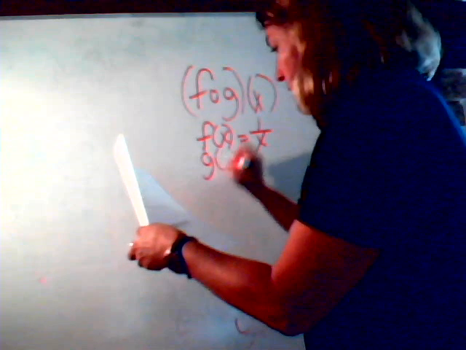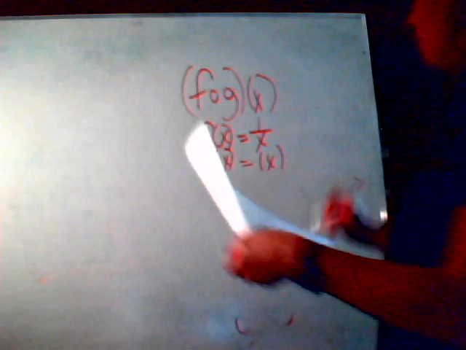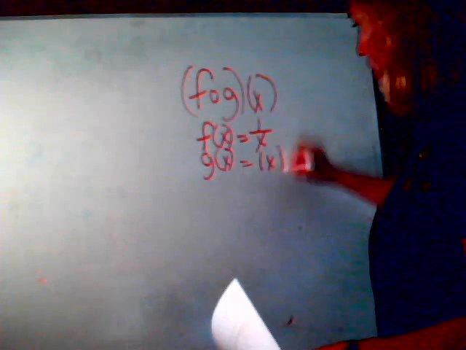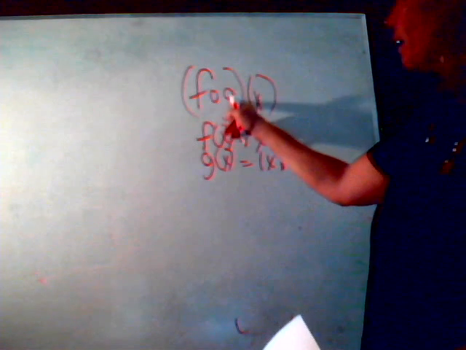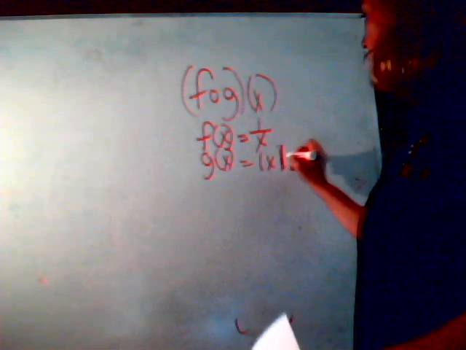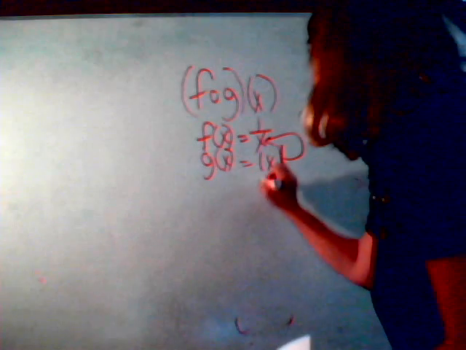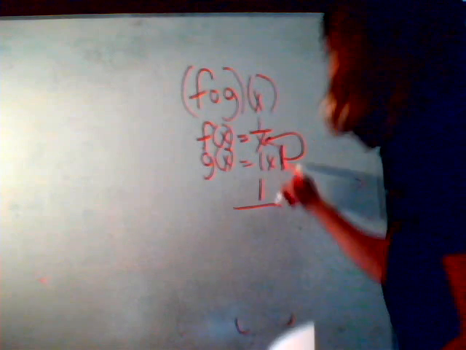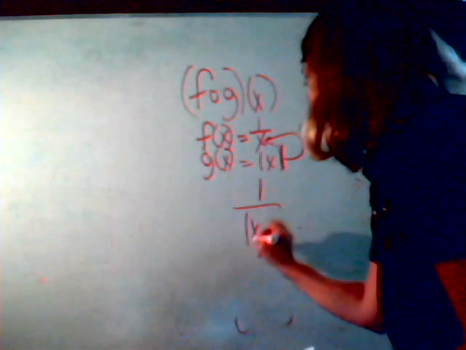G of x is equal to the absolute value of x. Okay? And that's an absolute value sign, so that should be a straight line. Yeah, right there. Okay. Now I'm doing the composite function. I'm plugging f into the g function. I'm sorry, g into the f function. So I'm going to take the g and plug it in right there. So I'm going to put 1 over that x is now going to be the absolute value of x.